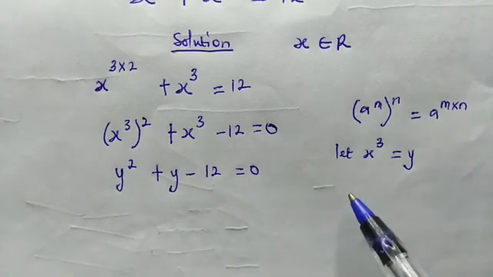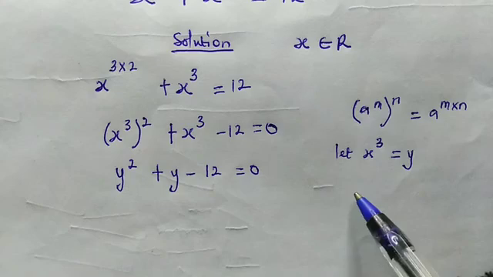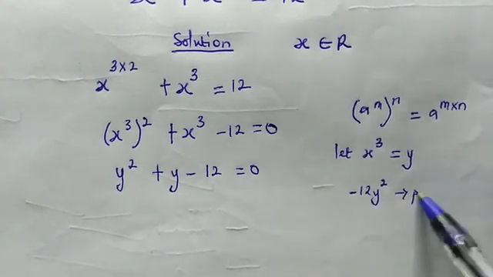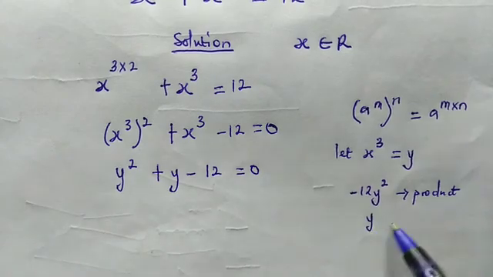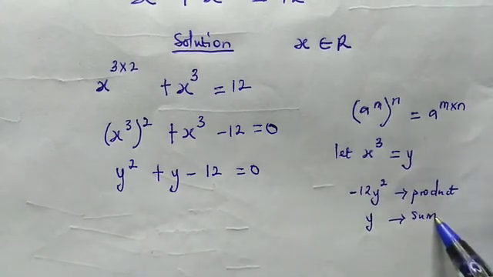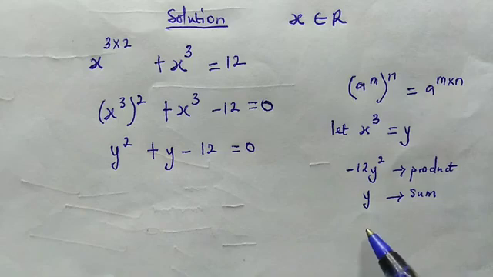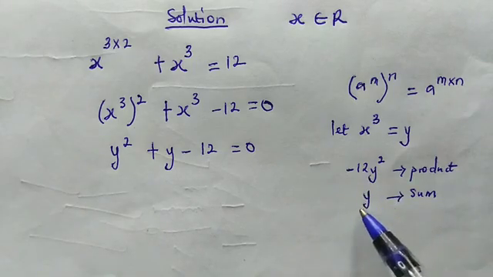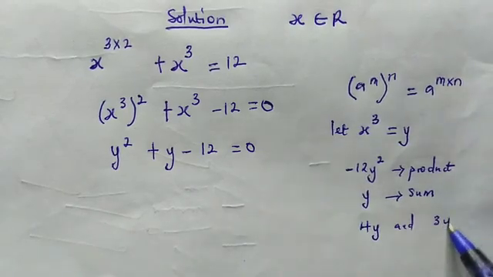Now we're going to look for two terms whose multiplication will give us negative 12y squared. This is for their product, right? And their sum will give us just y. This is for the sum. Now of these two terms, one has to be negative since their product is negative, right? And let's think about something relating 4y and 3y.